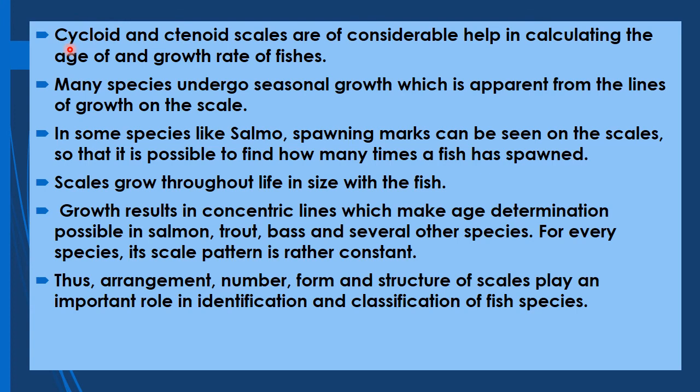Let us see some more uses of the scales. The cycloid and ctenoid scales are of considerable help in calculating the age and growth rate of fishes, as the growth rings, which are circular ring-like structures, are mainly helpful to calculate the age of the fish. Many species undergo seasonal growth, which is apparent from the lines of growth on the scales. In some species like salmon, spawning marks can be seen on the scales, so that it is possible to find how many times a fish has spawned.